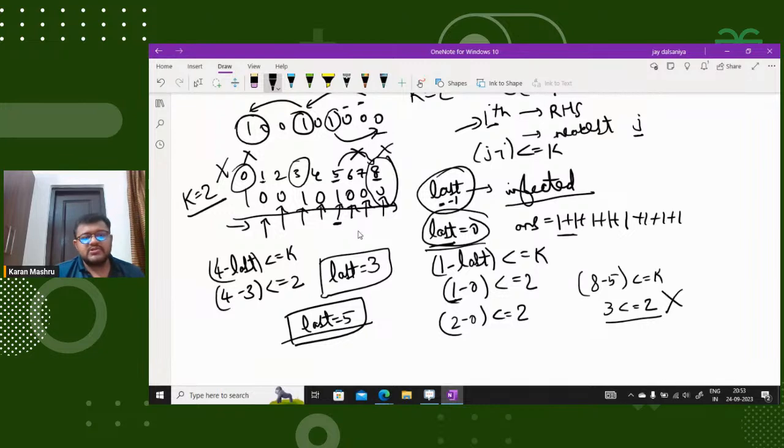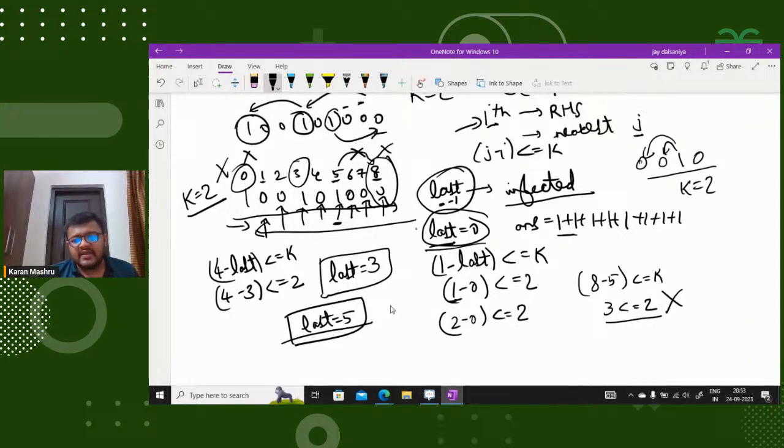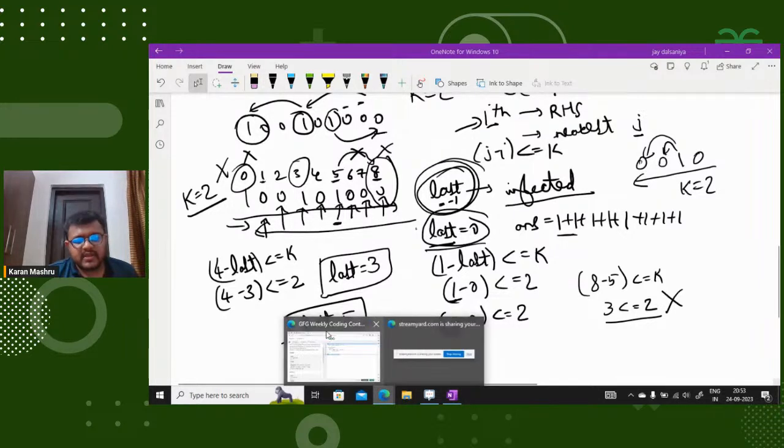Okay, so now let's look at its implementation. Also, we'll do the same thing from moving from right to left, because the infection can spread in both directions. Okay, so suppose I have 0 0 1 0 and my k is 2. So this person can infect this and this also. So for that I need to move a loop in this direction and maintain last variable as it is. Okay, so let's look at the implementation.